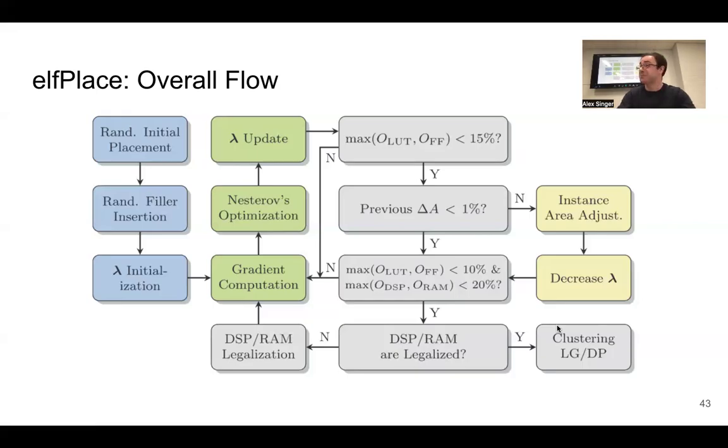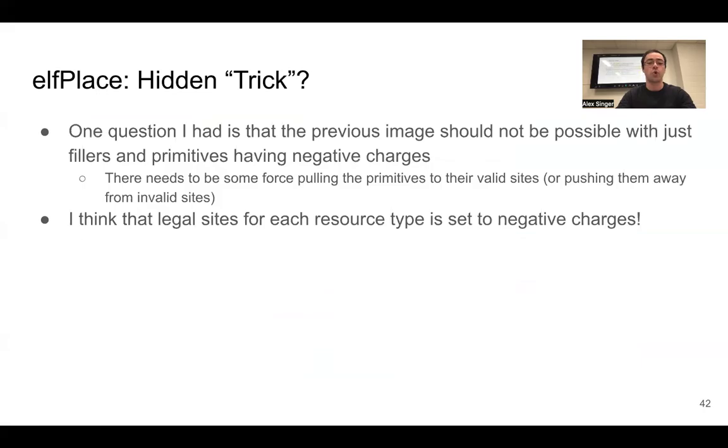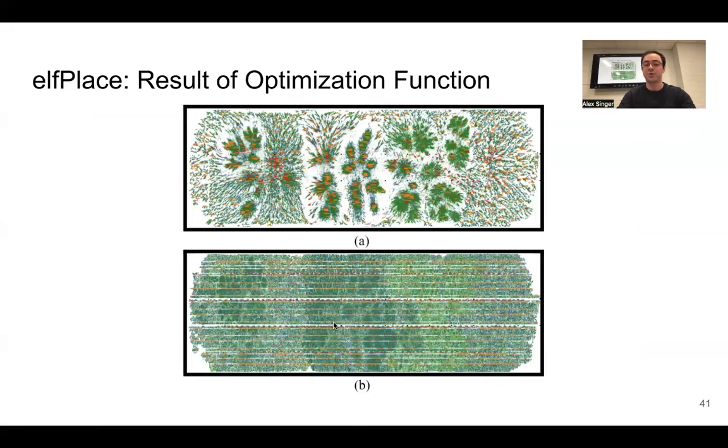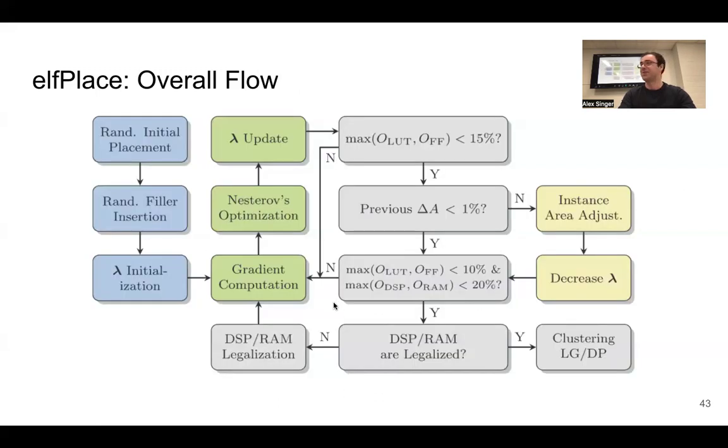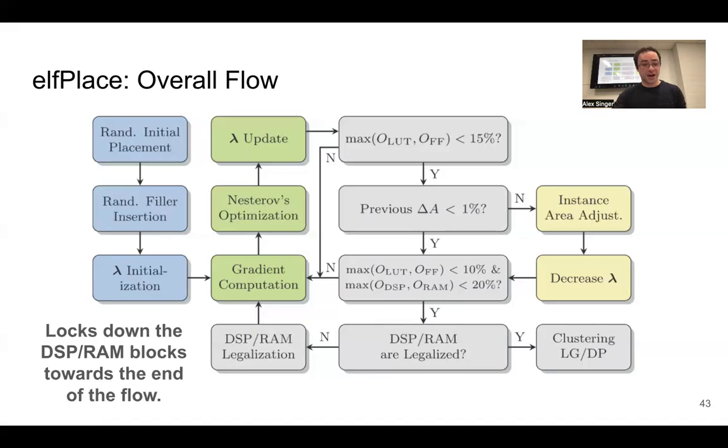They said very specifically in the paper that this was just before. The whole point of this picture was to say, hey, look, this is what our global placer can do, before they locked it down. Yeah. Okay. So that's why I'm kind of nagging on it a little bit. Yeah, interesting. And then finally they have the final clustering, legalization, and detailed placement, which happens later. But again, the focus of this presentation is global placement. So it locks down the DSP and RAM blocks towards the end of the flow.